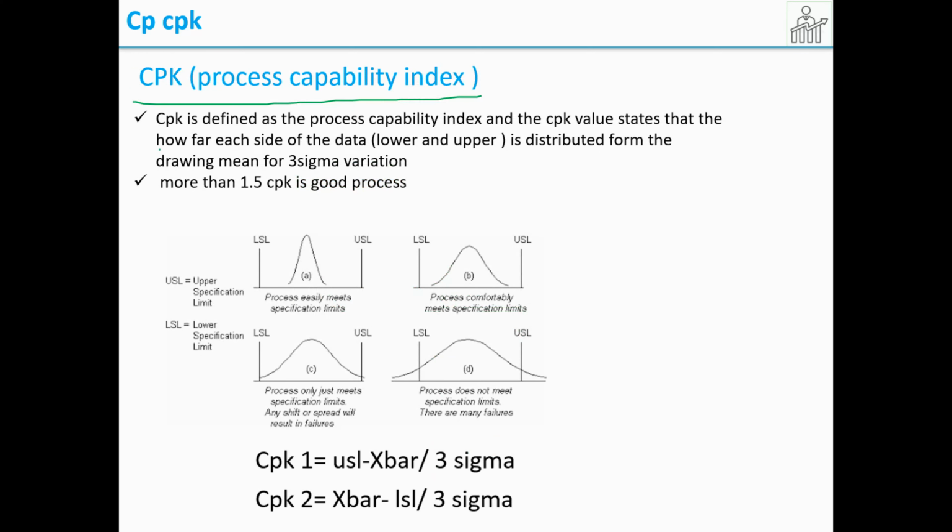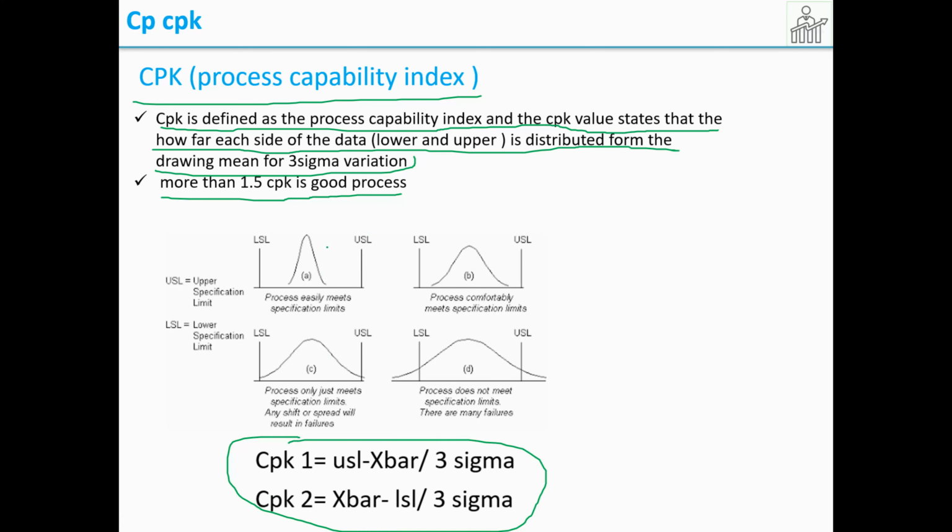CPK, process capability index. CPK is defined as the process capability index, and the CPK value states how far each side of the data, lower and upper, is distributed from the drawing mean for 3 sigma variation. More than 1.5 CPK is a good process. This is the formula for CPK. CPK1 from the upper side and CPK2 from the lower side, from the process mean to the drawing mean, we calculate for USL side and LSL side for 3 sigma variation, in order to see how much my data is distributed from my drawing mean.